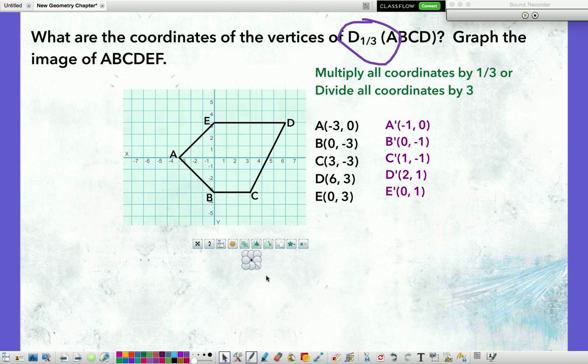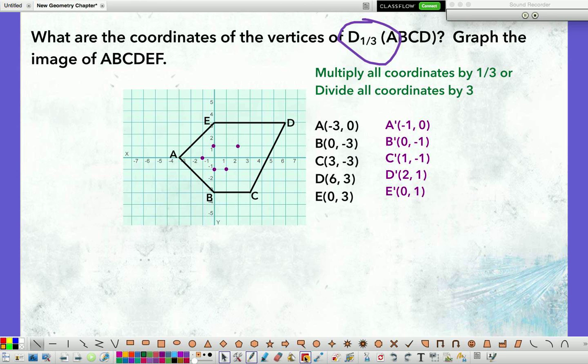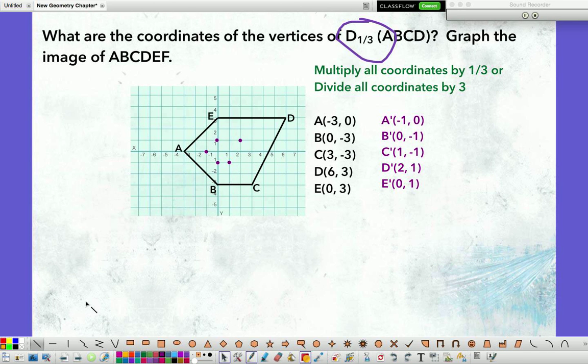This is much easier to graph because we don't have any strange middle points to deal with. Let's make that a little bit smaller. So we have -1, 0. 0, -1. 1, -1. 2, 1. And finally 0, 1. Okay, so let's check out what that looks like.